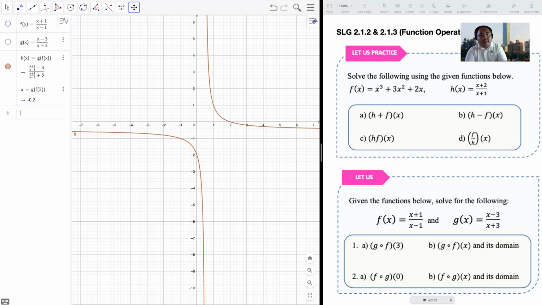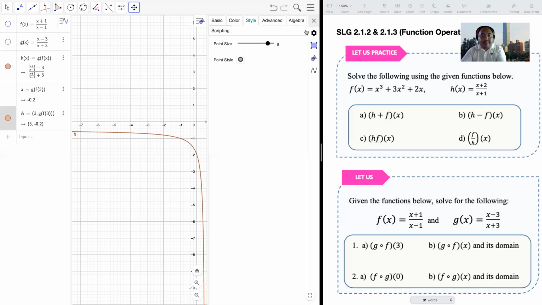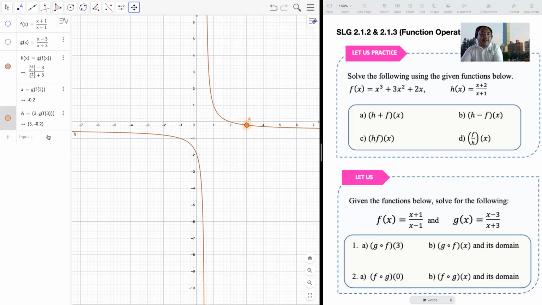Which you are able to see. It is at negative 0.2. If you want to see this on the function, then you just have to write (3, g of f of 3). All right, and there you will see that GeoGebra can graph it for you nicely. So there is (3, g of f of 3).